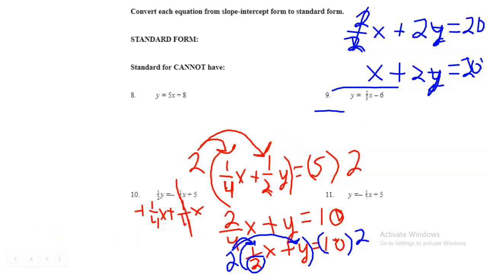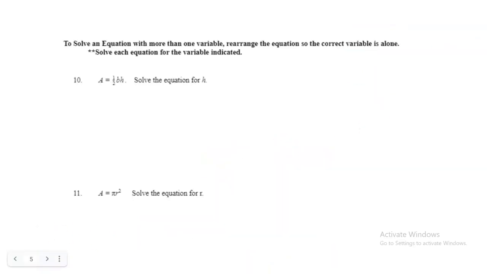Okay, so now we're going to work with some different equations here. So we're not looking at a linear function that's in standard or in slope-intercept form. We're looking at just the area of a triangle. So A equals 1/2 times base times height. So what I want to do is solve for h. I want to get that h all by itself.